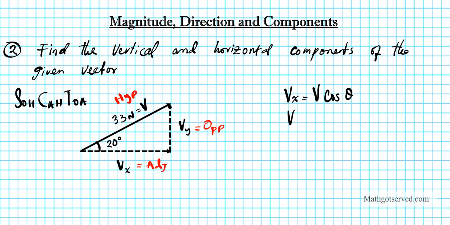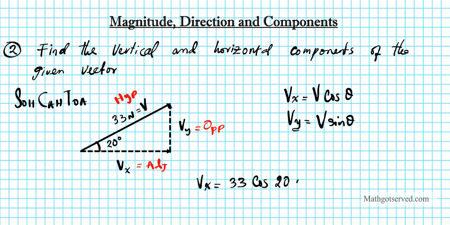And then the y component is relating the opposite and the hypotenuse. So it's going to be the vector v sine theta. All right, so there you have it. All right, now let's apply that formula to this problem. So in this problem, we know that v of x is going to be the vector v, which is 33 newtons, cosine the angle, which is 20.